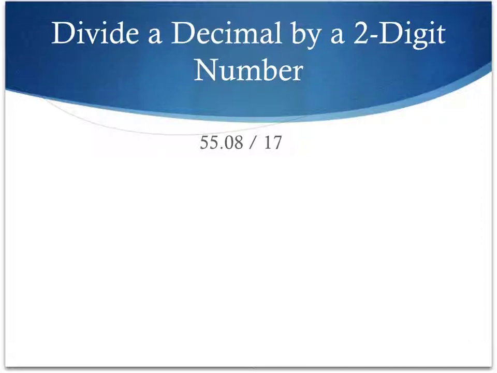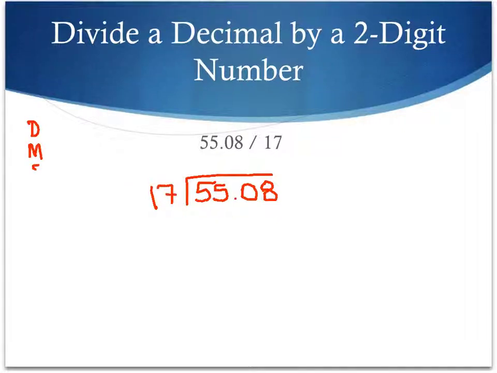Here's a second example, but this time you'll notice that my divisor is a 2-digit number. I don't do anything different. The first thing I have to do is take the division sentence 55.08 divided by 17, and I need to rewrite that so that I can solve it traditionally. So the first number goes on the inside, 55.08 divided by 17. And again, I'm going to over here, does McDonald's serve cheeseburgers? That helps me take care of the order and how to solve this particular problem.